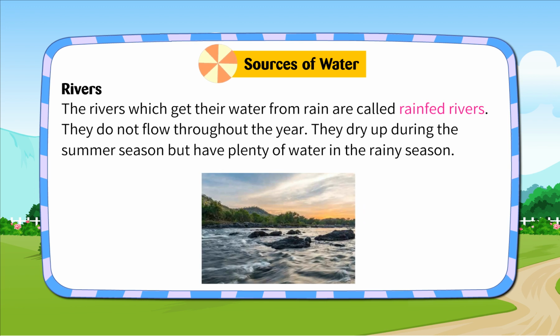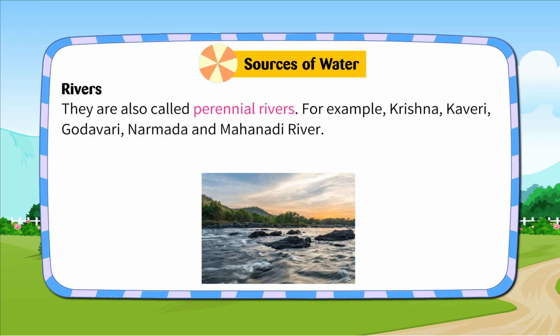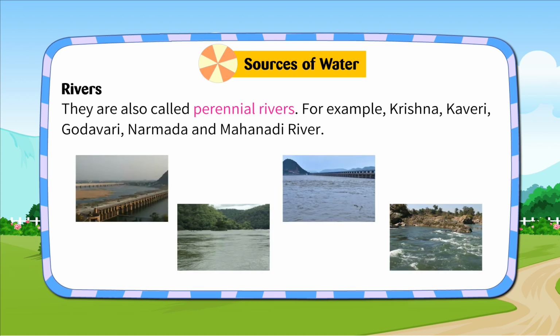Rivers. The rivers which get their water from rain are called rain-fed rivers. They do not flow throughout the year. They dry up during the summer season but have plenty of water in the rainy season. They are also called perennial rivers. For example, Krishna, Kaveri, Godavari, Narmada, and Mahanadi River.